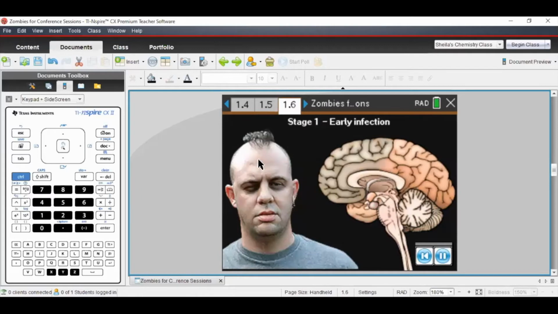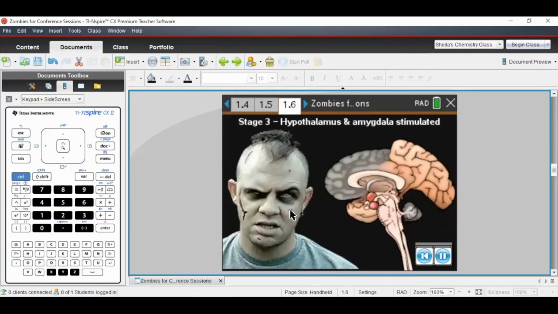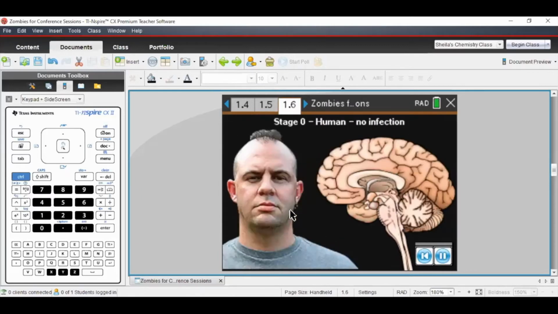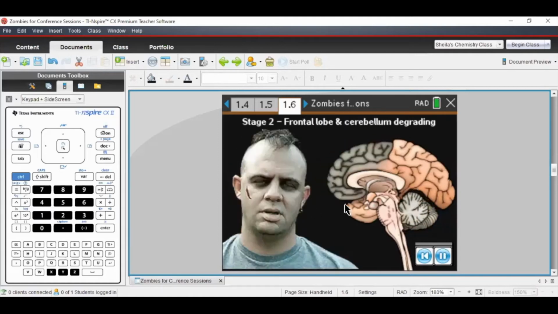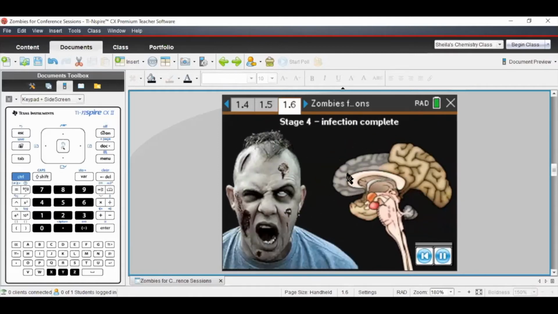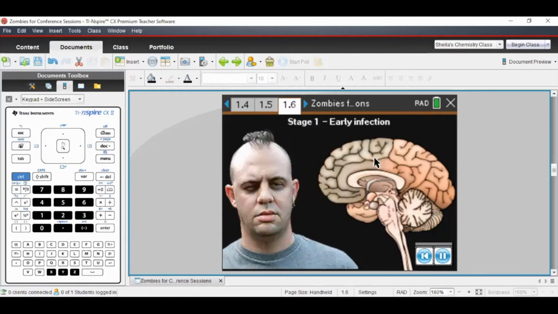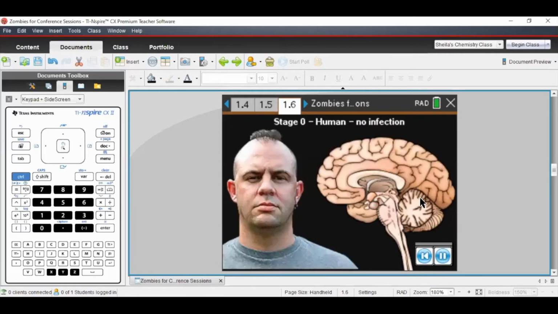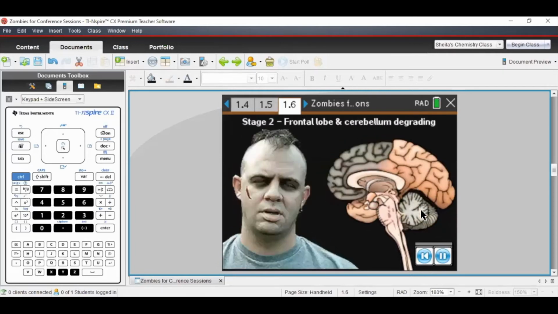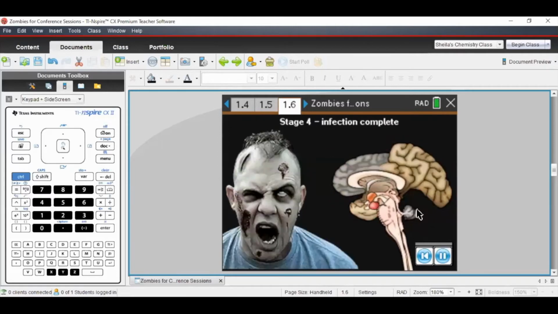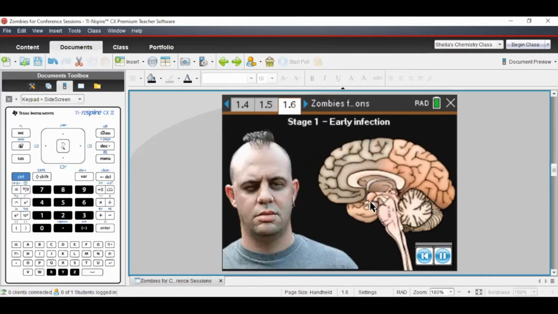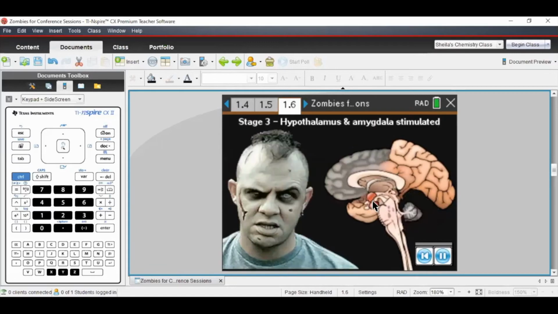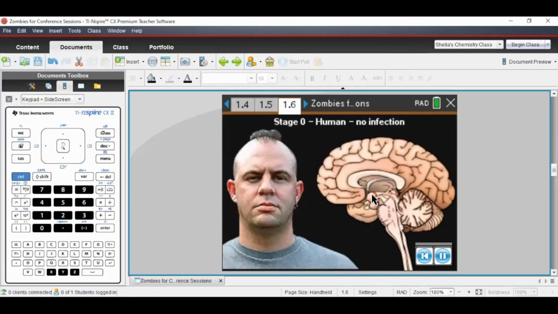Clearly, he's changing on the left side. His face is changing. He's getting these lesions all over him. He's getting ticked off and looks like he's full of rage. Meanwhile, on the right side, we see the impact the virus is having on his brain. Here's his frontal lobe and the cerebellum shrinking up, which is atrophy, or can be atrophy. Meanwhile, the amygdala and the hypothalamus in the middle of the brain are getting red and infected. Okay, now we can actually step through this one stage at a time.